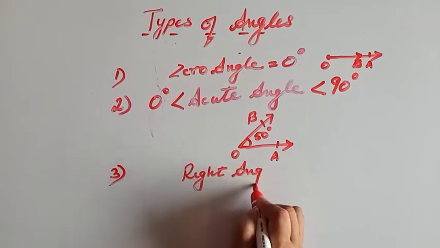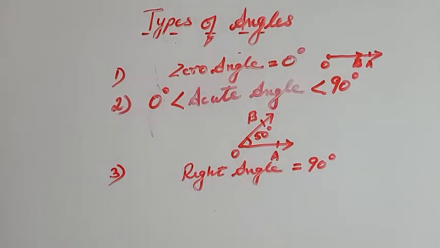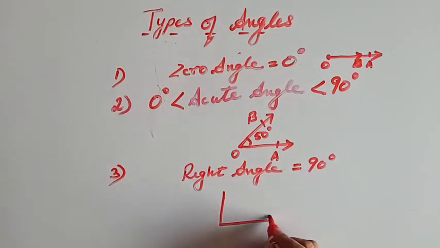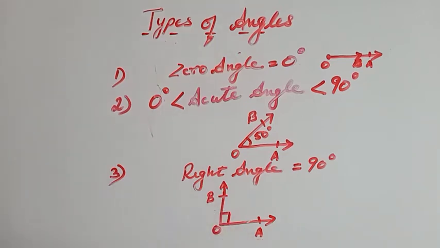Now third is right angle. Right angle is always equal to 90 degree. How will you draw a right angle? This is O, this is A, B, and this shows a 90 degree. It is a perpendicular line. This line is perpendicular, that means it is 90 degree. Zero angle, acute angle, right angle, clear?